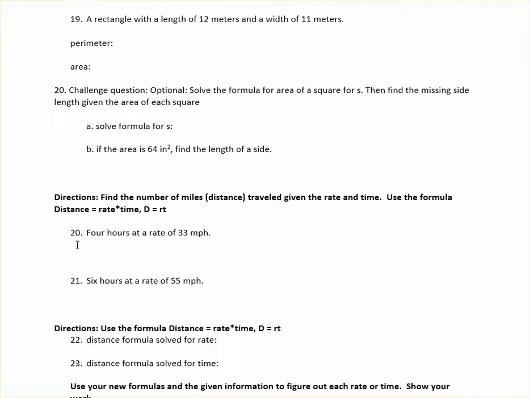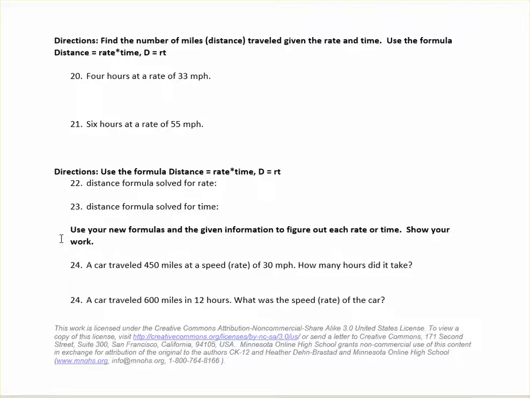Then there is another section here that you are going to complete using another formula. This is the formula for distance. Distance is equal to rate times time. Rate is the speed or the velocity of an object, and time is time. So let's see if we can figure out number 20.